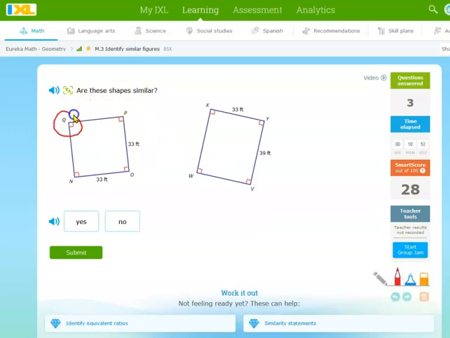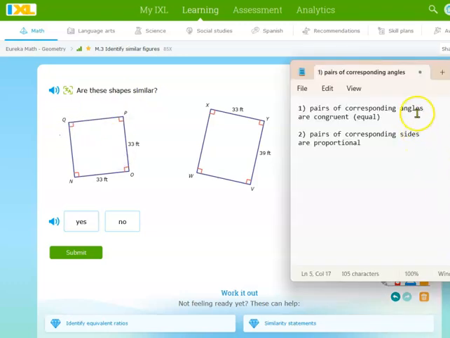I would say something like this, that Q and X match up, and that P and Y match up. But really, I'm immediately noticing that they're all 90-degree angles. So I don't really feel like I need to go through these one by one. They're all the same angle. They're all 90. So clearly all of the corresponding angles are congruent because they're all the same number. Okay, so we're going to say yes for that.